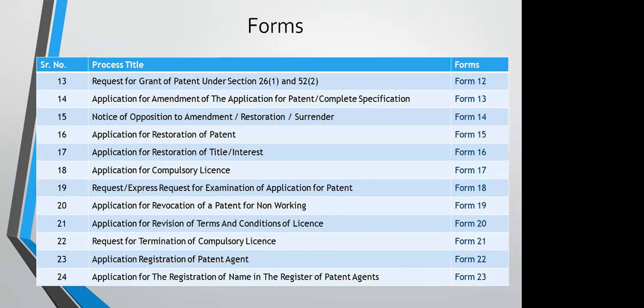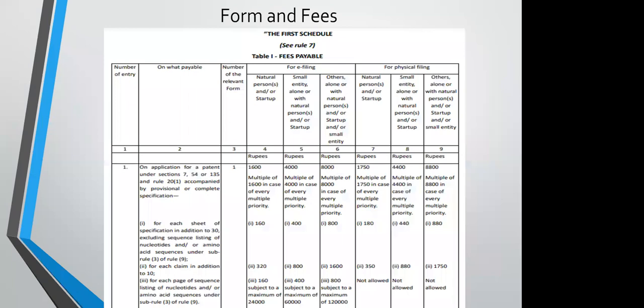What is the fee structure? If you are applying for a patent application as a natural person, then you have to submit 1,600 rupees. For MSME it is also only 1,600 rupees. For a large entity and institution it is 8,000 rupees.